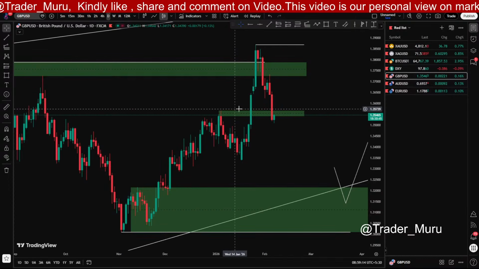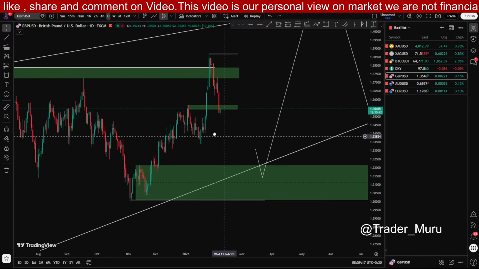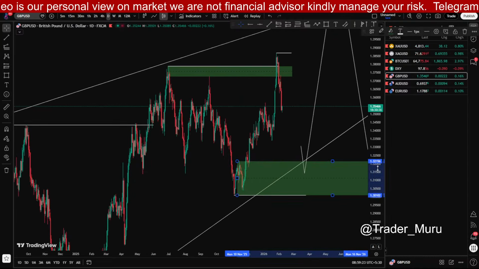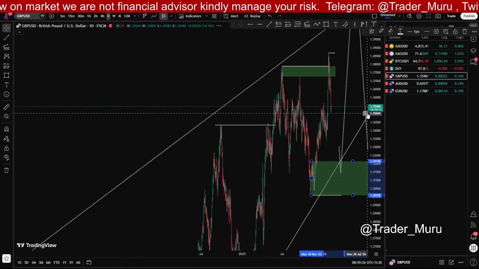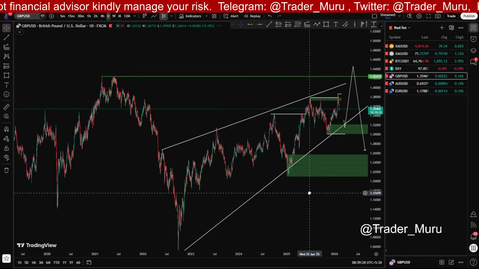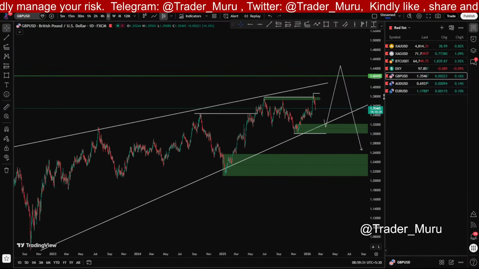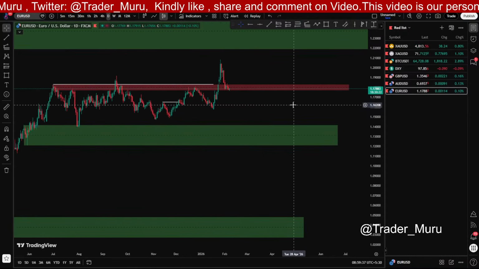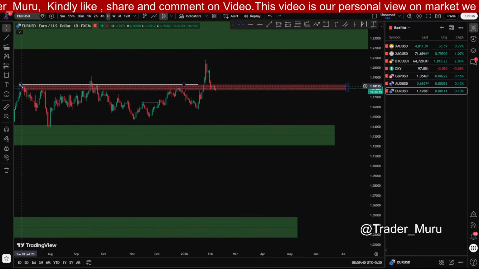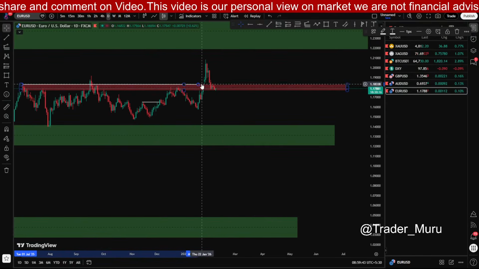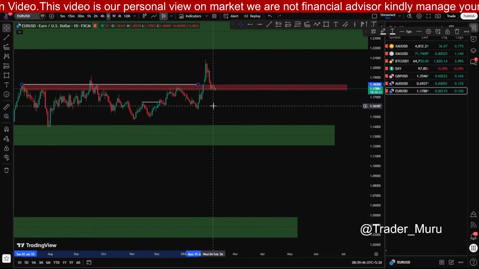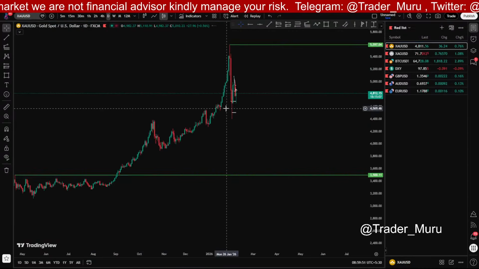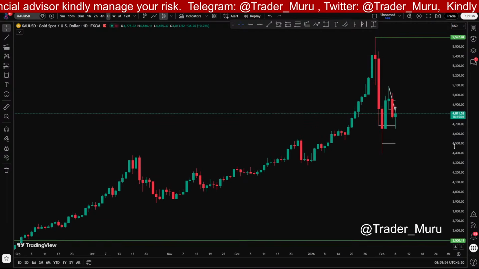GBP has broken below this zone. So wait for this area in GBP around 1.32155. It is aligned with trend line and structural area. So this is a good area. Euro is still bullish above this red zone. Once it breaks below, we can expect it to drop to 1.158. So this is it for the market right now.